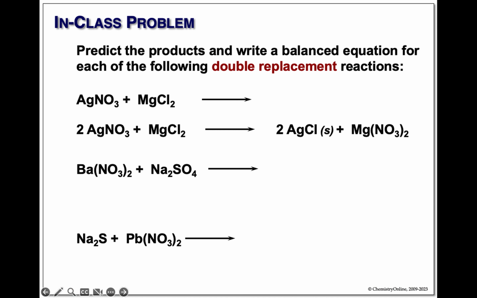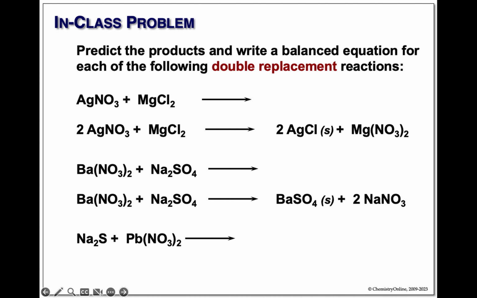Sodium nitrate will be soluble. Barium sulfate will not. We are going to need 1 sulfate for every barium, 1 nitrate for every sodium. I don't think you have to do much to this equation, except write it down. 2 nitrates, 2 nitrates. 2 sodiums, 2 sodiums.